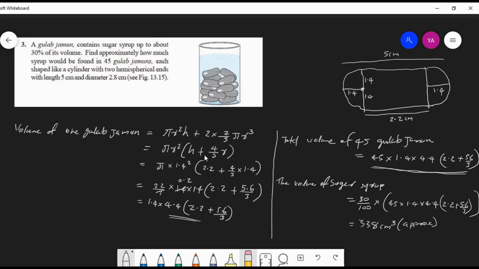So from the beginning itself, you can write the total volume. From here itself, you can put 45 into the bracket. That's also fine. Or in the very beginning itself, you can start with this: the volume of the sugar syrup is equal to 30 by 100 into 45 into this thing. That's also fine. Different ways you can start. By doing this, you will get 338 cm cube.